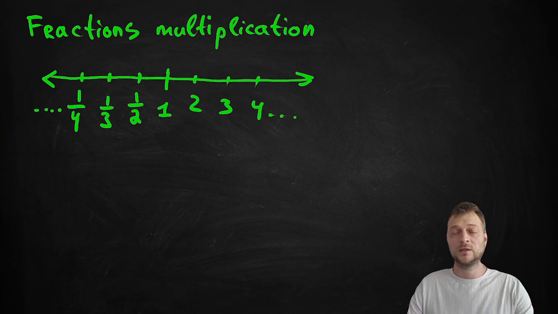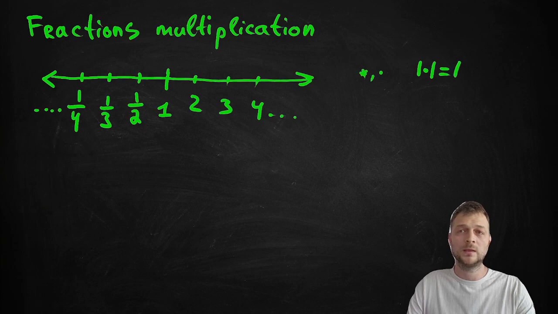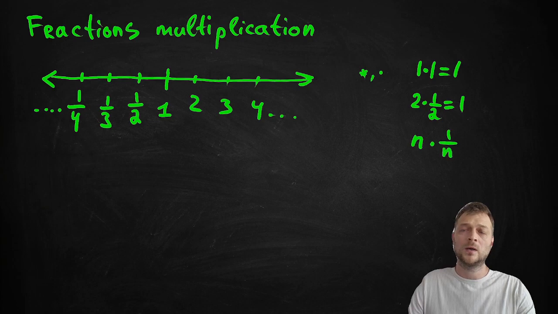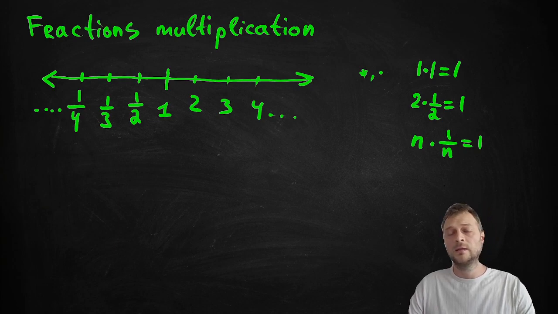So the multiplication operation, which I will denote with either a star or just a dot, works like this. If I multiply 1 by 1, I get 1, that's standard. If I multiply 2 by 1/2, I will get 1. In general, if I multiply a number n by 1/n, I will get 1. So 1 is playing the identity role, and the multiplication of fractions works like this.